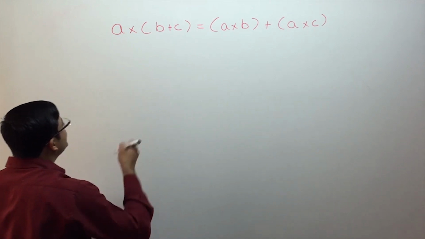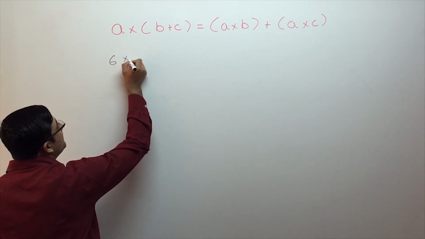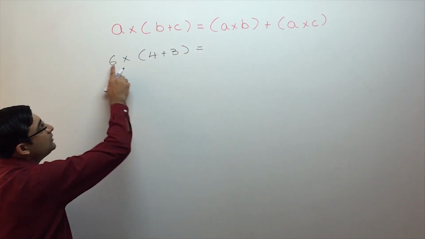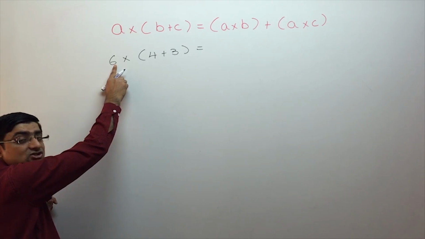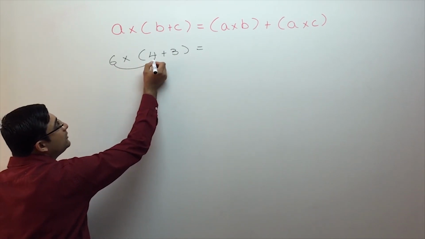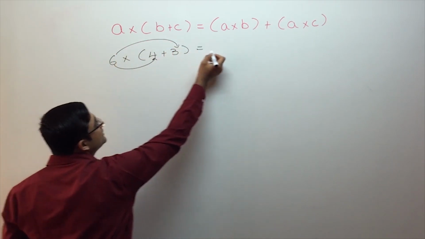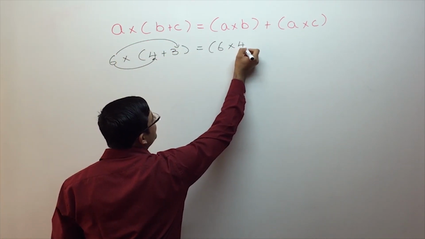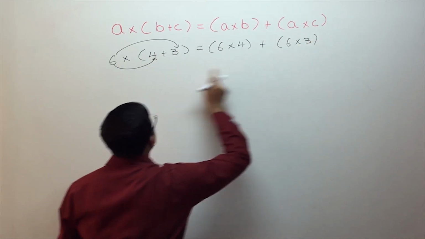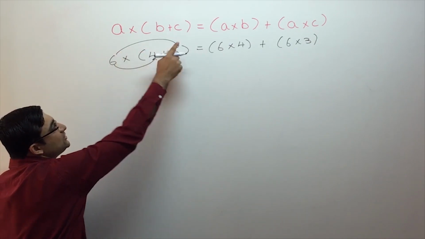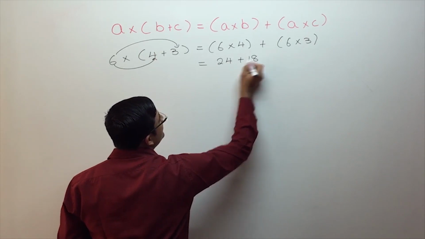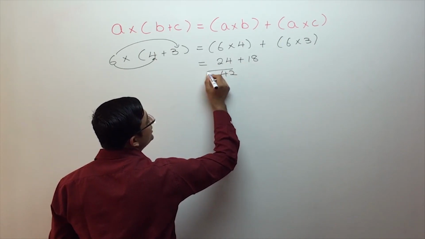Let's have a look at an example. Let's ask you to find 6 multiplied by (4 plus 3). So what is this equal to? Whatever is outside of the bracket, it has to be multiplied with each of the terms inside the bracket. So 6 multiplied by 4 plus 6 multiplied by 3. So we have 6 multiplied by 4, copy the plus sign, 6 multiplied by 3, right? So 6 into 4 plus 6 into 3. So what is 6 into 4? 24. 6 into 3, 18. 24 plus 18, that is 42, right?